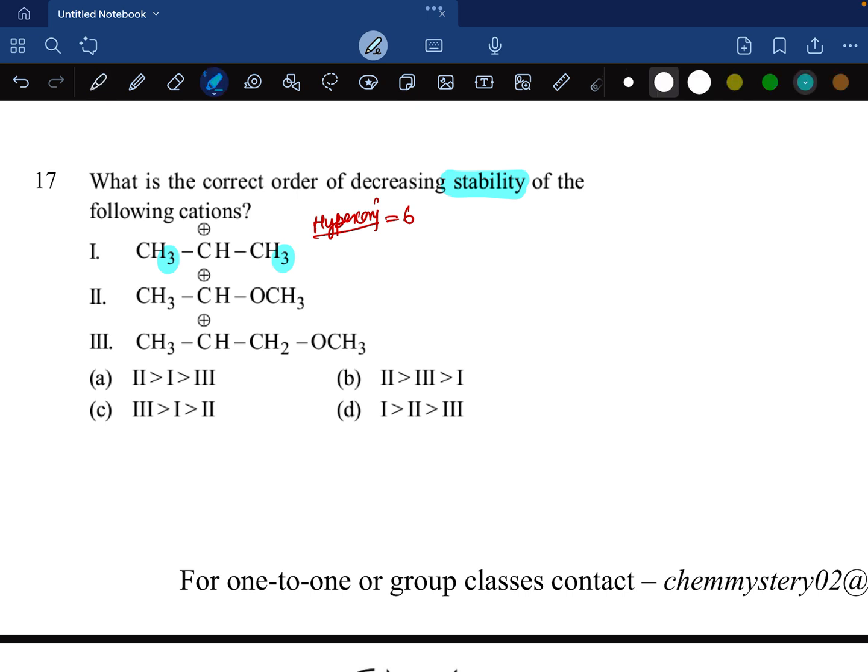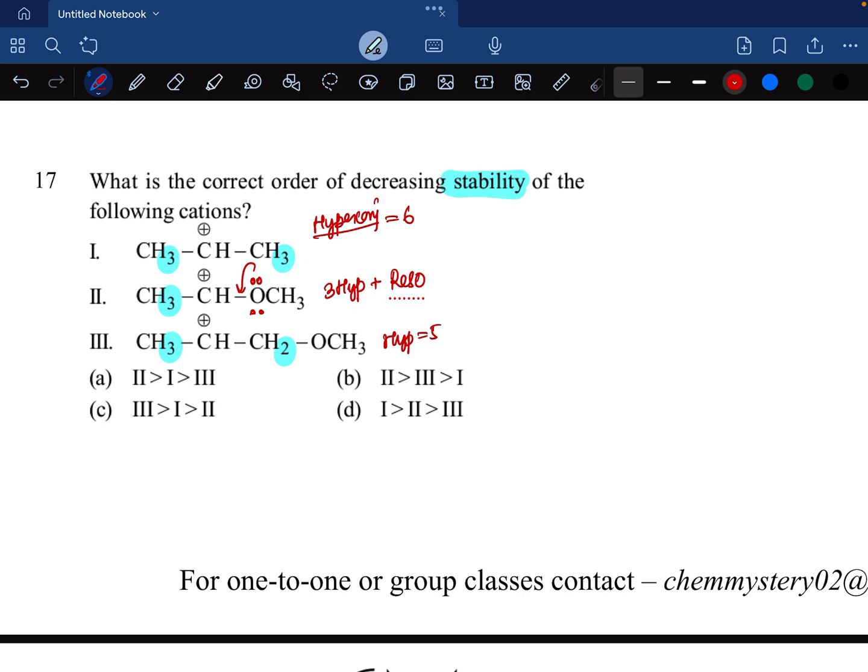Fine. In the next case, here we see hyperconjugation. So how many? 3 hyperconjugation, plus we have a lone pair of electrons on oxygen which participates in the resonance. So we have a resonance effect also in the second case. Hyperconjugation plus resonance. In the third case, what are the factors working? 3 hyperconjugation, 2 hyperconjugation. So the total hyperconjugation structures is 5.